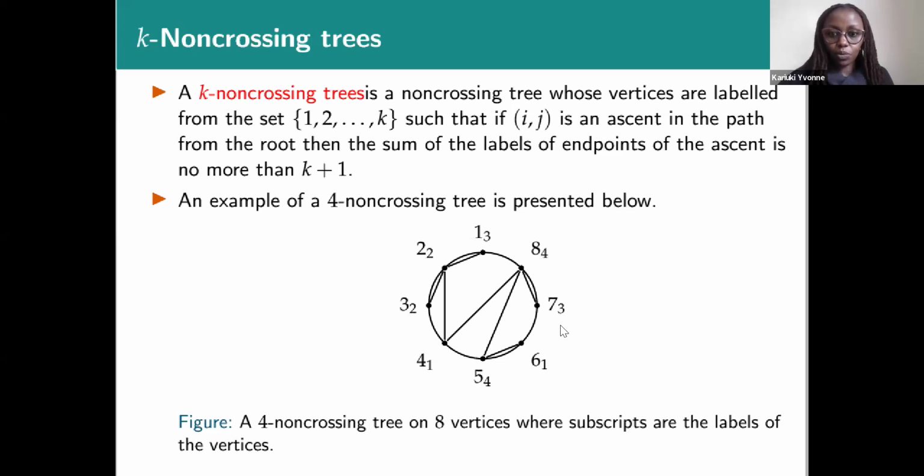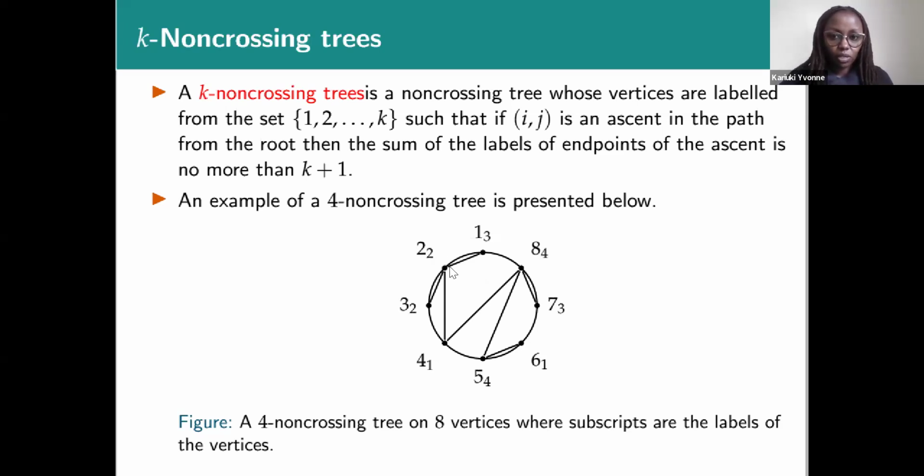Let's look at this example here. From vertex 1 to 2, it's an ascent. And as you can see, what I've put in subscripts, they are values 1 up to 4. So in this case, this is a 4 non-crossing tree. And when we look at the edges that are ascending, for example, 1 to 2, it's an ascent. If you add 3 plus 2, you get 5.